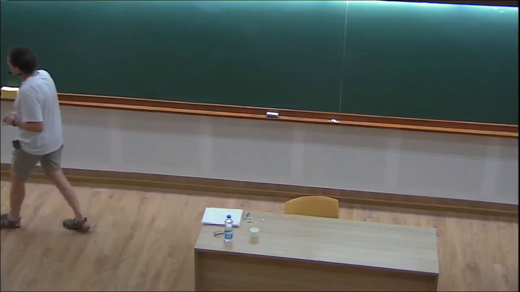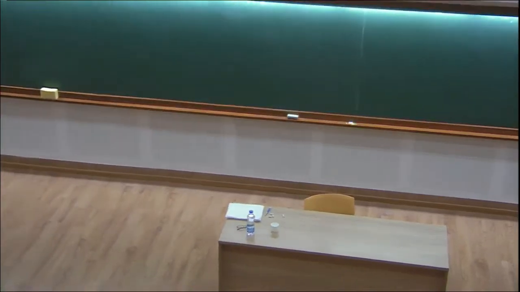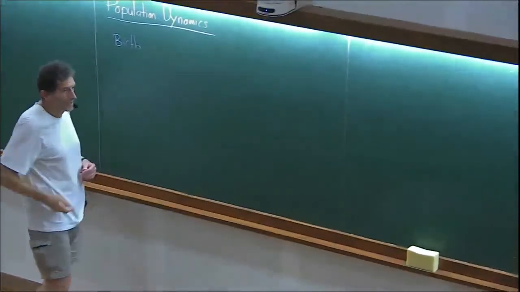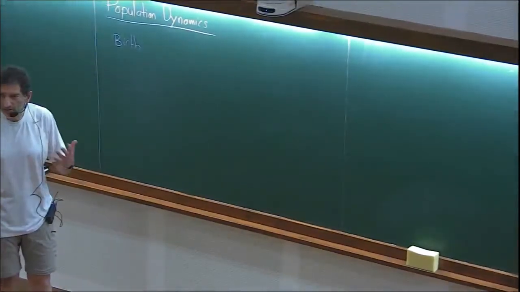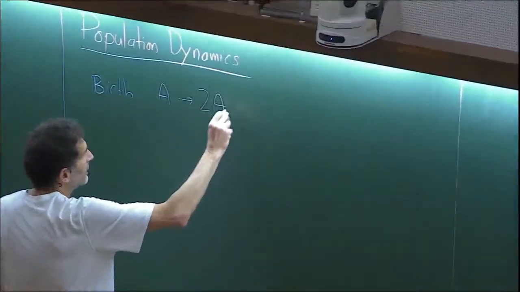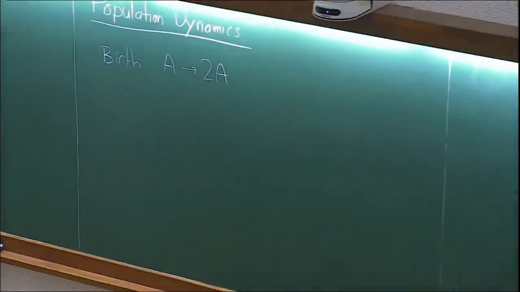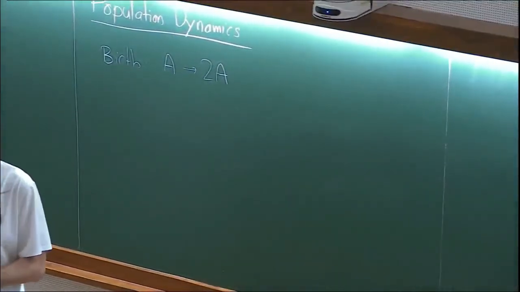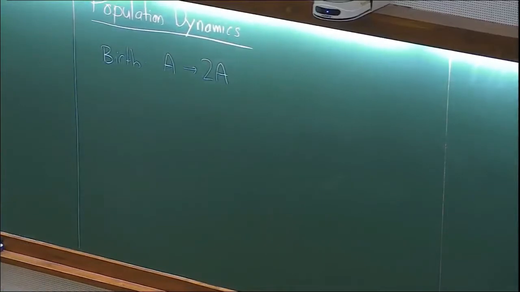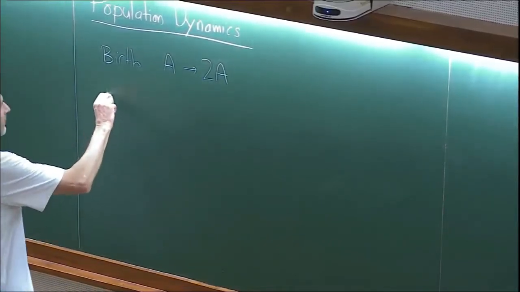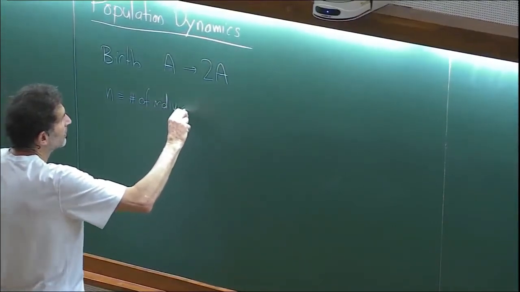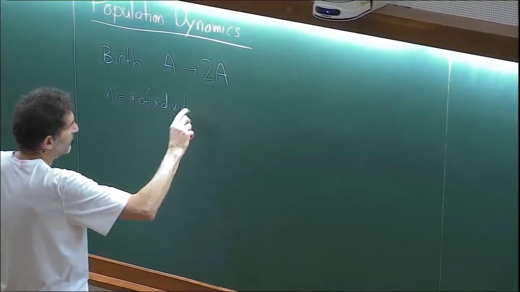So the first example is pure birth. So in a pure birth process, you can imagine bacteria, and bacteria divide. And so if I have a bacterium of type A, then a little later on, it turns into 2A. And so that's all there is to it. And what we want to ask is, what is the population as a function of time? What is the probability distribution of the population at a given time? So let me call n the number of individuals. I'll use that throughout the lecture.